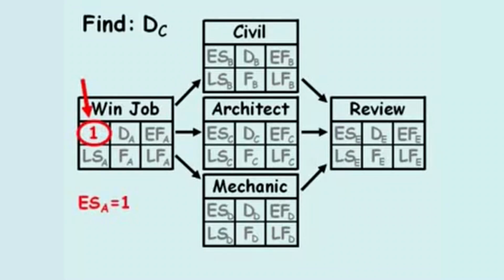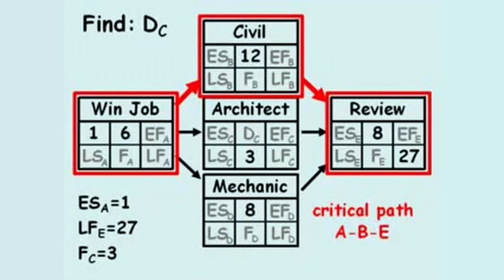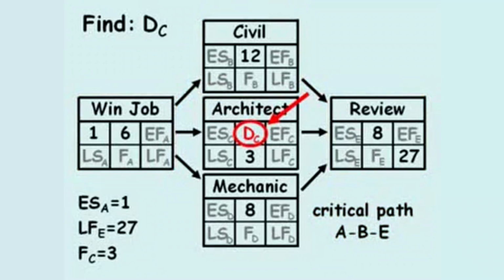The early start of the project equals 1. The late finish of the entire project equals 27. And the total float of activity C equals 3. The given activity table also provides the durations of time it takes to complete each activity, except for activity C, which is the value we're trying to determine. We also know the critical path runs through activities A, B, E. The problem asks to find the duration of the architectural design, DC.